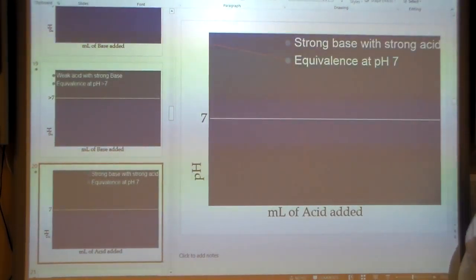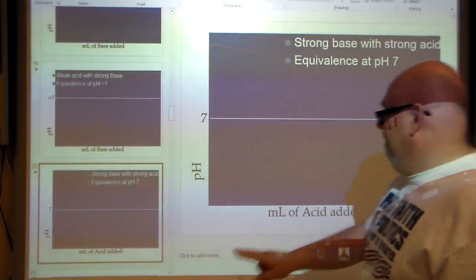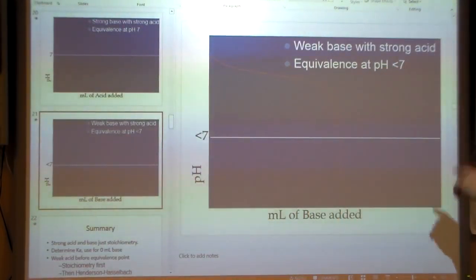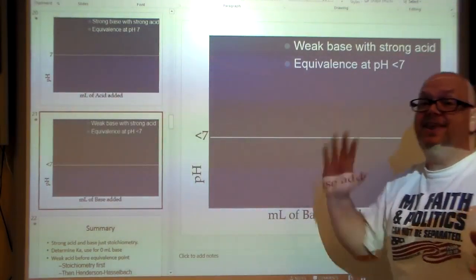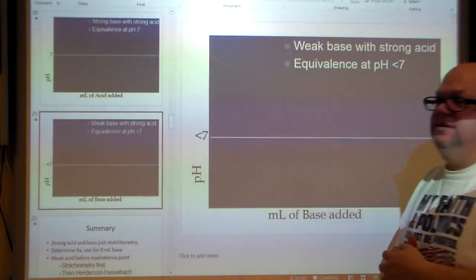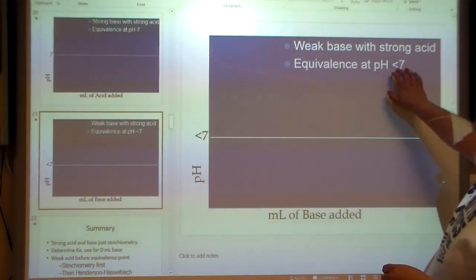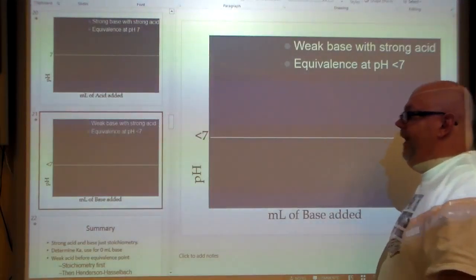Now, if you have a strong base with a strong acid, you have an equivalence at pH of 7. Wait, didn't you just do that? Well, yeah, we said strong base with strong acid. Okay, we did do that. But what happens when you have a weak base with a strong acid? Then you have the equivalence at a pH of less than 7. Which would make sense because it is the opposite. Okay? Remember, the pH is going to be less than 7 because the strong acid dominates. Look at it that way.